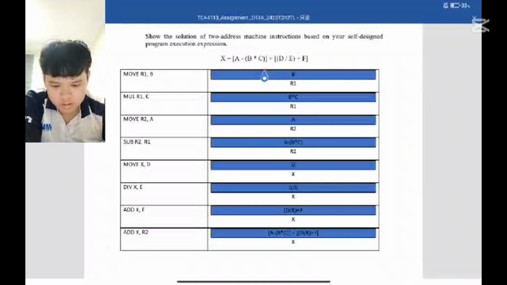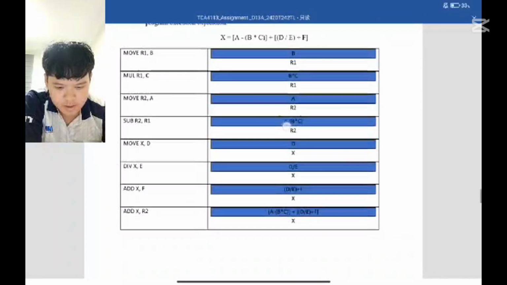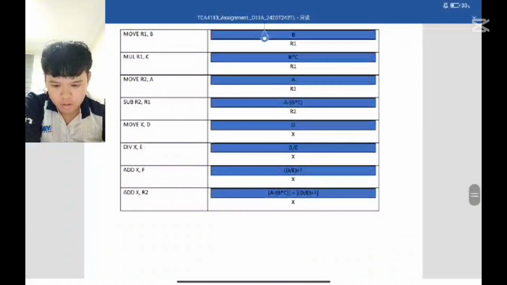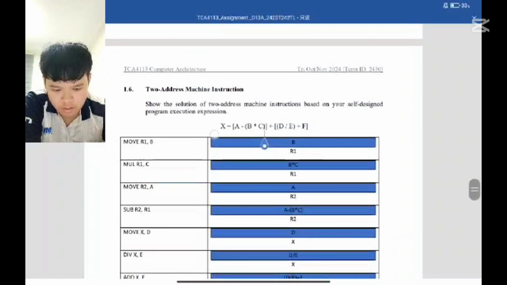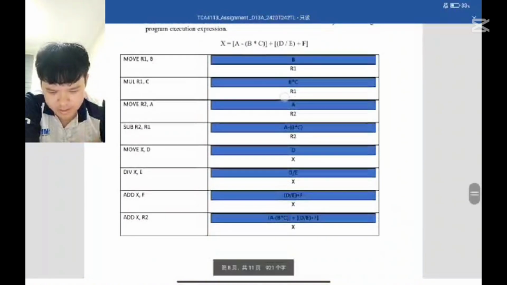Now we load A to register 2, and in register 2 we subtract register 1, which is B times C. And now we move X, D, which means we load D to register X, which is also what we want to show as the final answer, which is X here.